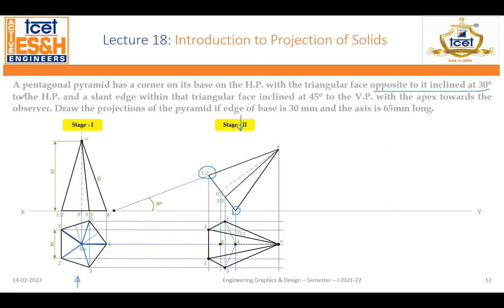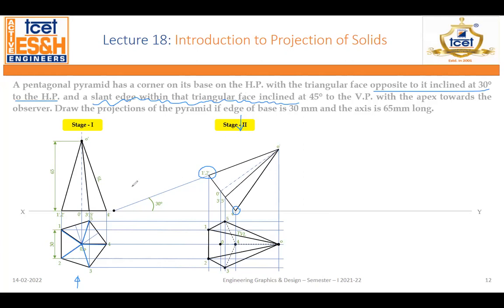So what we have done is, now we have done with this opposite to incline. ये खत्म हो गया हमारा, ये भी खत्म, ये this is that. Now this is the portion what we are supposed to make now. ये वाला क्या बोल रहे हैं next? And a slant edge within that triangular face inclined at 45 degree to VP.